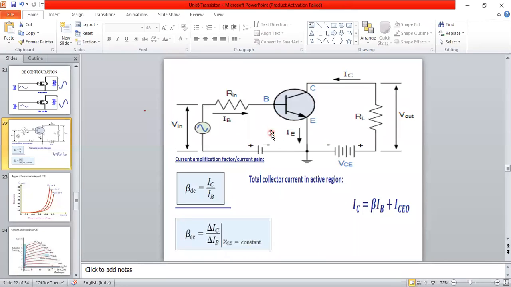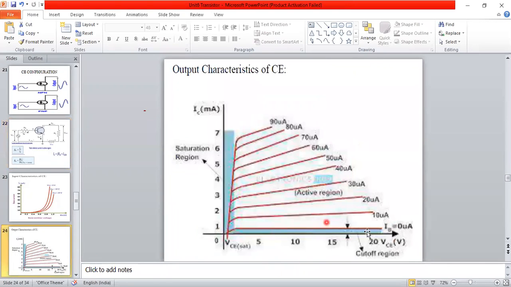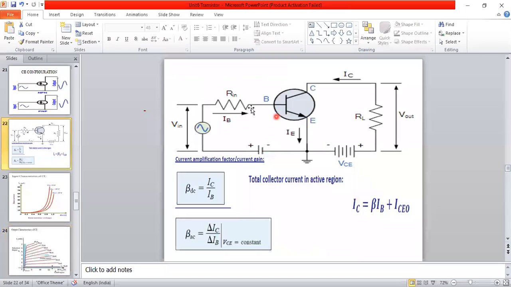Output. I am asking input current. Base current. So input should be kept constant. For different input currents, we can observe the output currents. We have to observe voltage and current characteristics. Here at IB equal to 0, input current is kept 0. This condition here now, input current is 0.